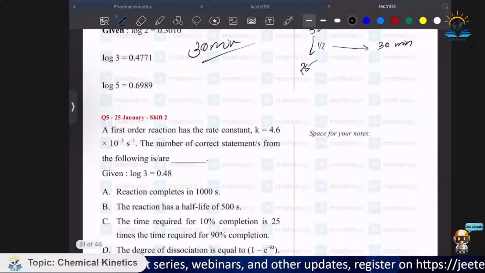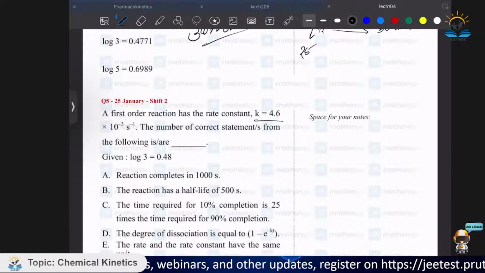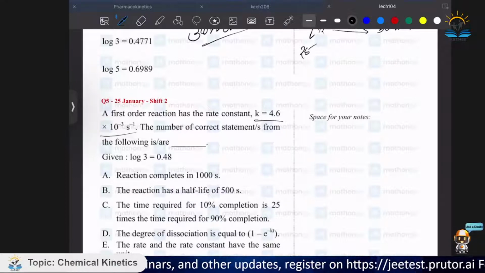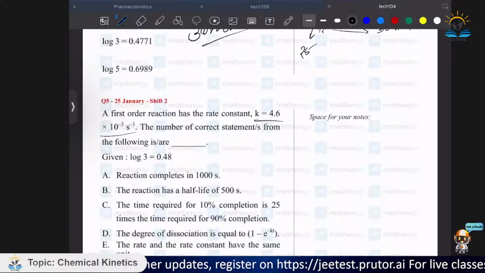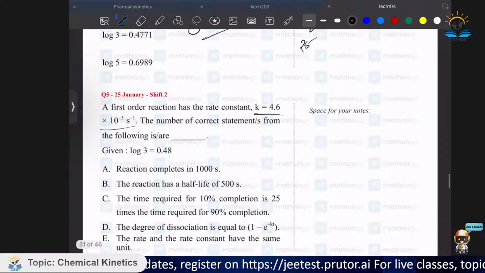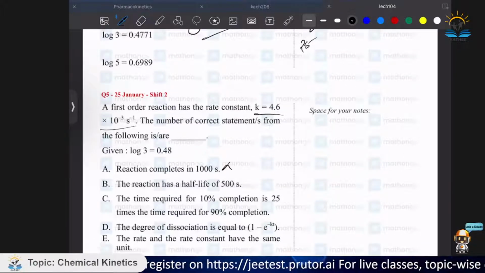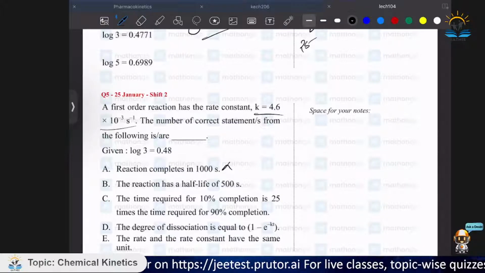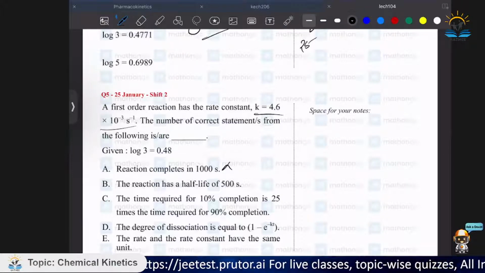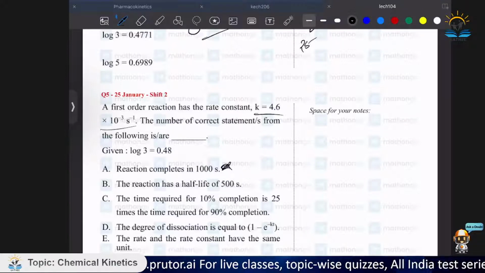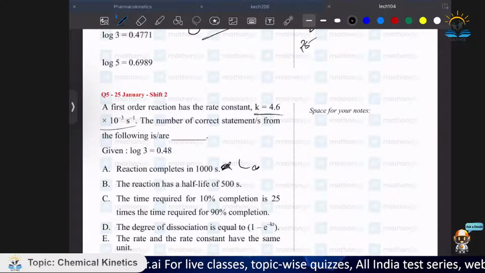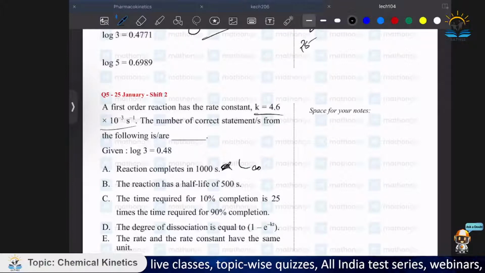Next, a first order reaction has the rate constant 4.6 into 10 to the power minus 3. Number of correct statements from the following are. Reaction completes in 1000 seconds. Reaction will never be completed. Okay, this is reaction completes. This is not a correct statement. It will keep on going till infinity. 100% completion will not be attained.